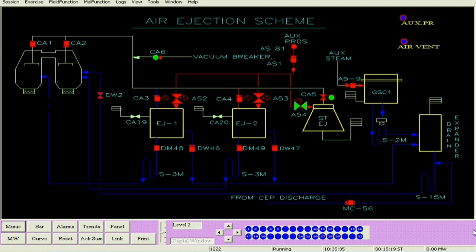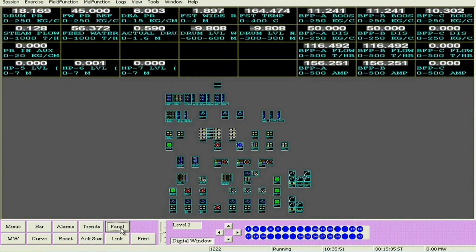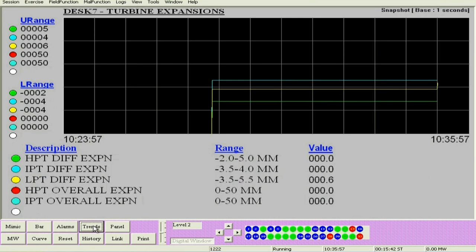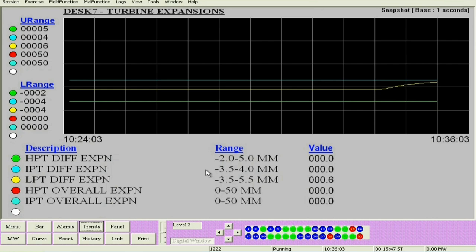We will check the trains and check whether the vacuum is increasing to normal. Yes, the vacuum is increasing, 641 or something. We check the levels also. The drum level has gone to -10, but the drum pressure has increased to 18. We check the differential expansions. Here you see that the LPT differential expansion has started, and it is going towards plus 0.6.